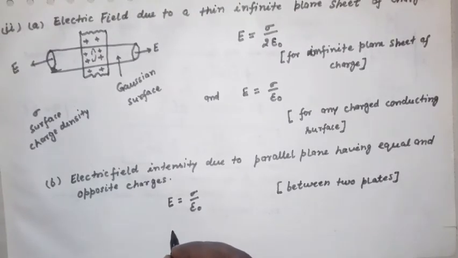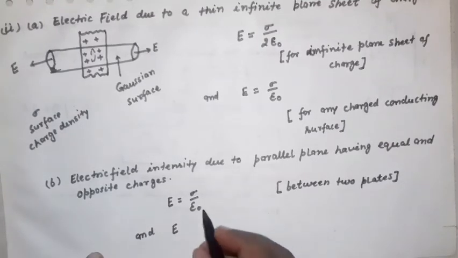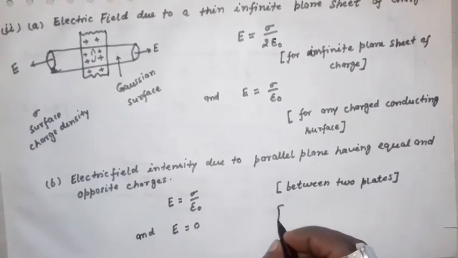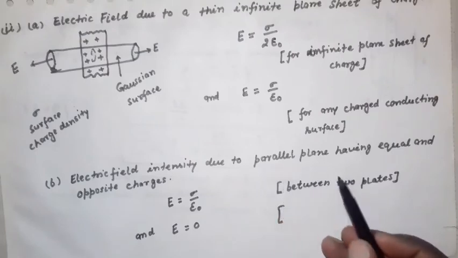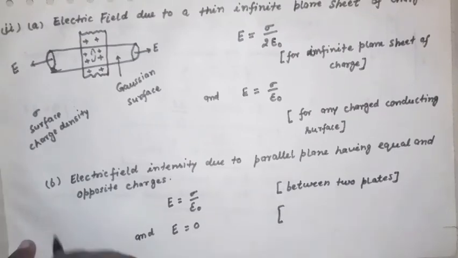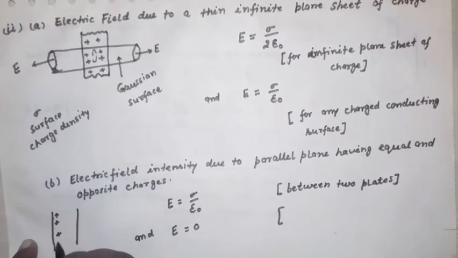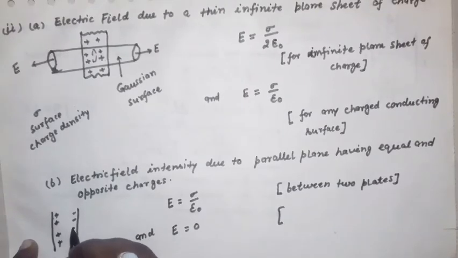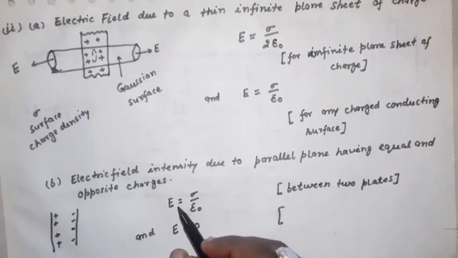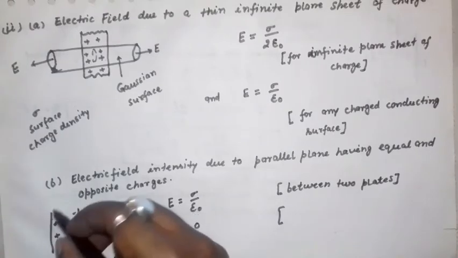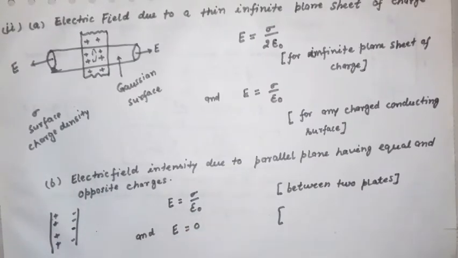And if we are considering electric field outside the plates, then this will be 0. There is no electric field outside the plates if we are taking two parallel planes having equal and opposite charges, like this. This plane is with positive and this plane is having negative charge. In such type of cases, the electric field will be sigma upon epsilon naught between the two plates and E equal to 0 for the outside.